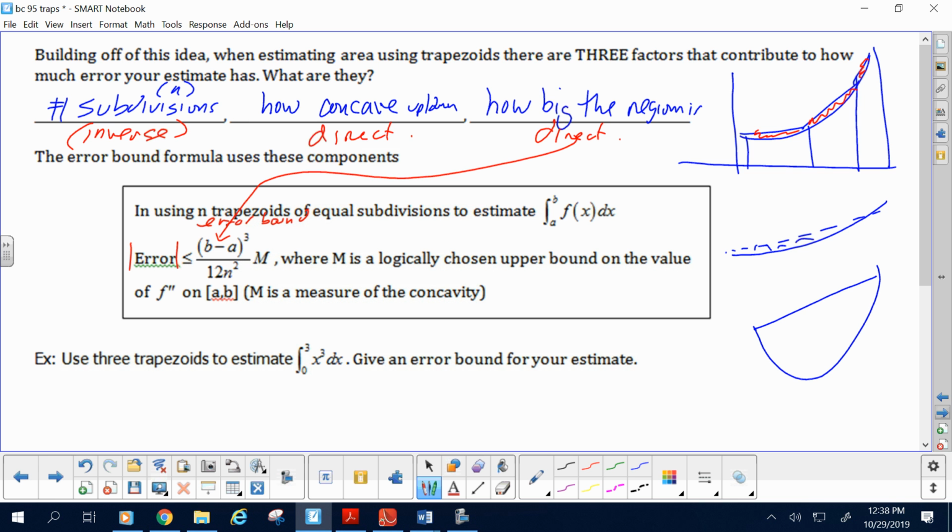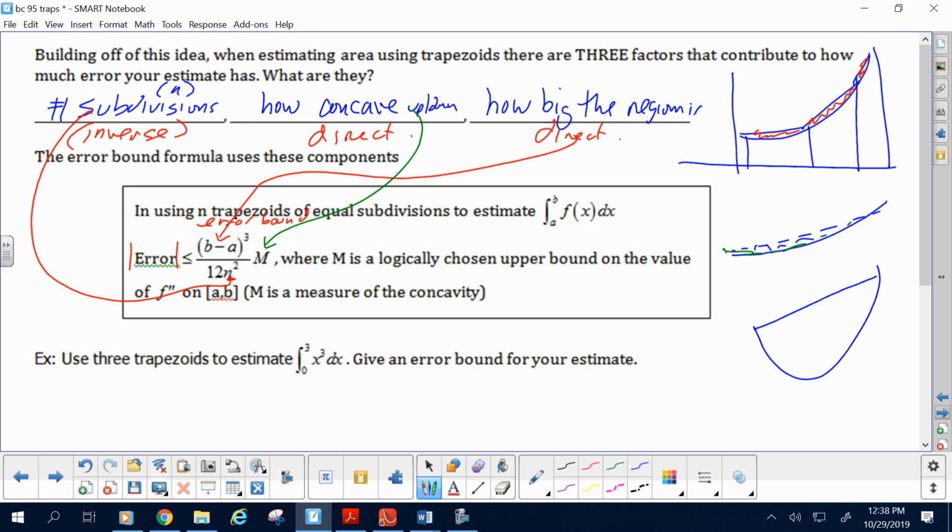How big the interval is directly relates to how much error. In a direct way, the bigger the region, the more possible error. The number of subdivisions, that's n, has an inverse relationship. The greater the number of subdivisions, the less error. It's in the denominator.